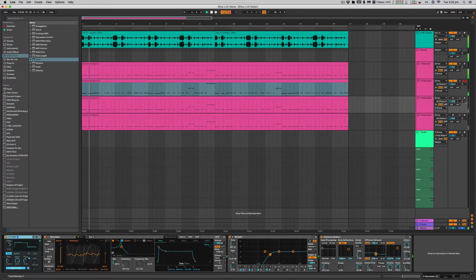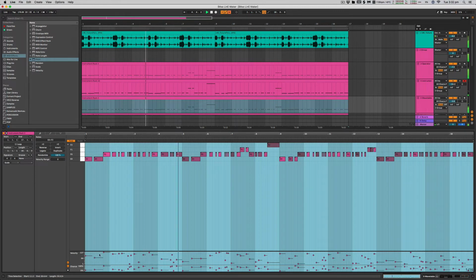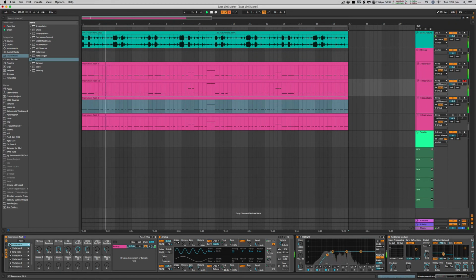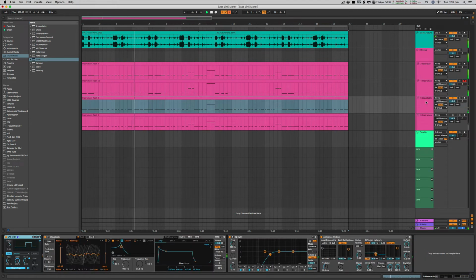So I copied it again, added this Wavetable, and did the same thing where I randomized the velocity and the chance on a different sound. So now there are two bass lines randomly playing differently, with different snapshots changing at the same time. Which is cool.